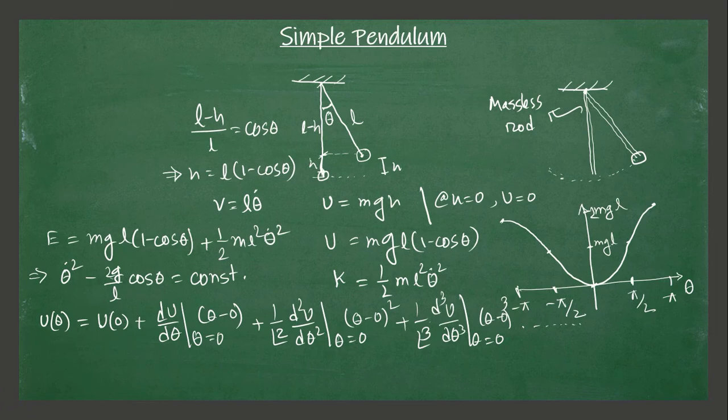Okay, so first, what is U of 0? Well, U of 0 means the pendulum is here at the initial position where theta is equal to 0, and we have set the potential here to be equal to 0. So we have set that U of 0 is equal to 0, right? Now, what is this quantity? Well, this is dU d theta evaluated at theta equals 0, so the slope of the potential at theta equals 0.